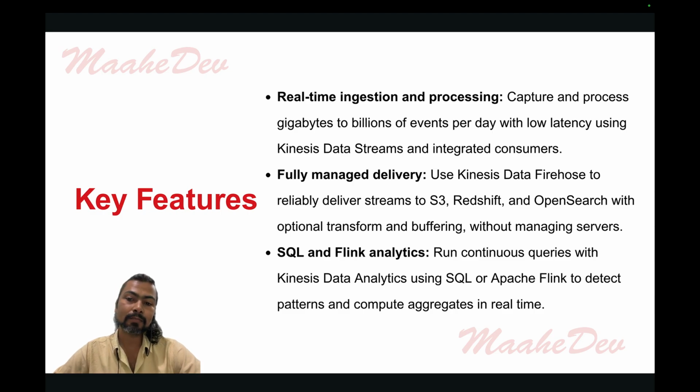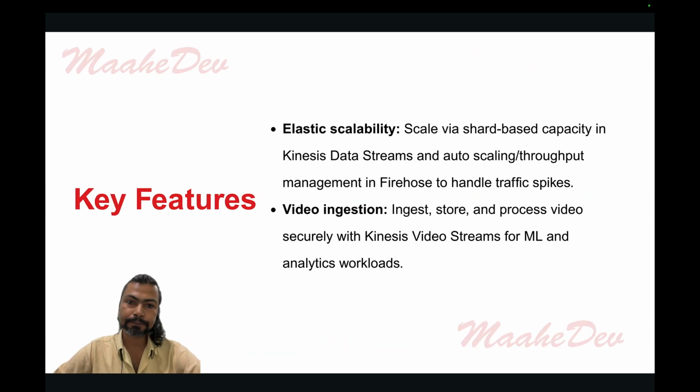Along with S3 support, it also supports Redshift, OpenSearch, and many other open source technologies which can be used to transform or input the data. With SQL and Flink analytics, we can run the analytics using SQL or Apache Flink to detect patterns or any anomalies in the system. Elastic scalability is a feature we get from the serverless nature. Along with that, it is done with the help of shard capacity.